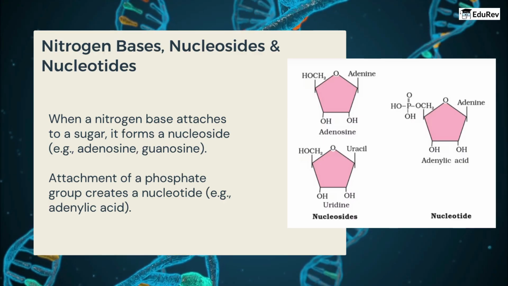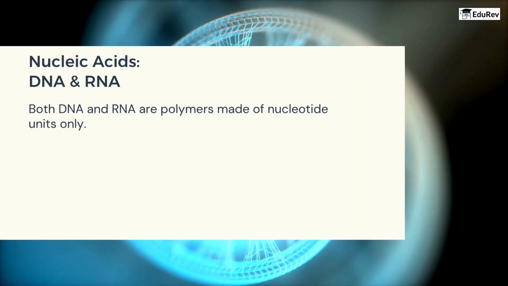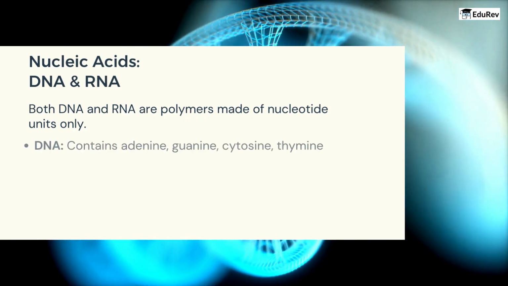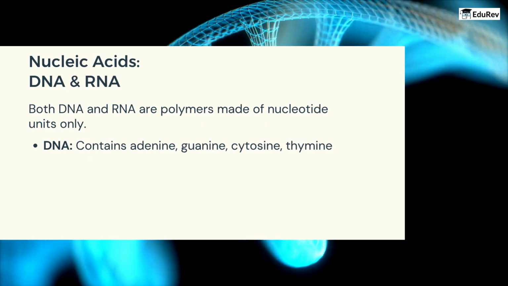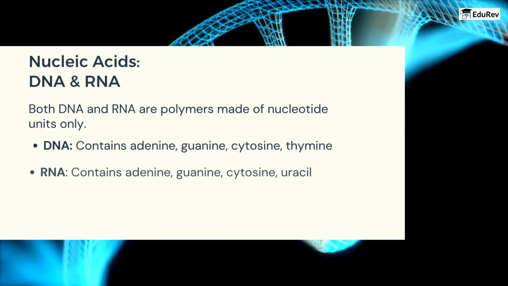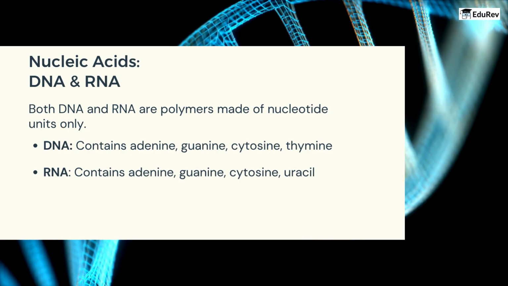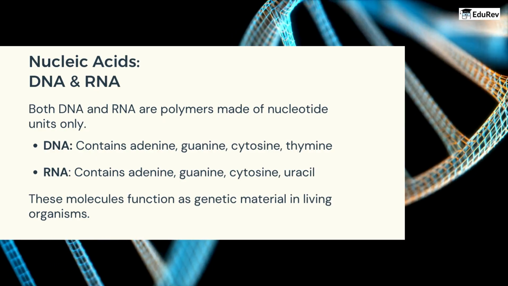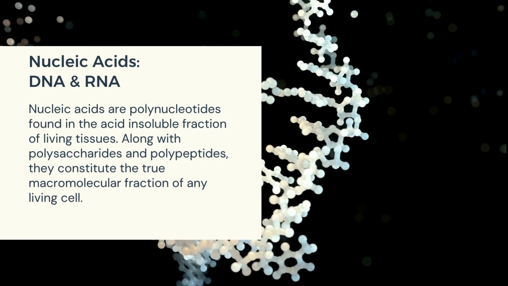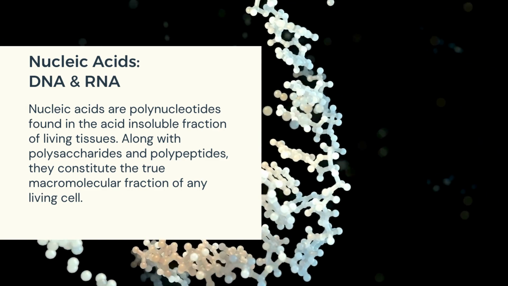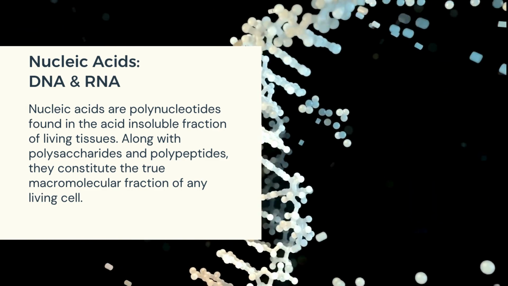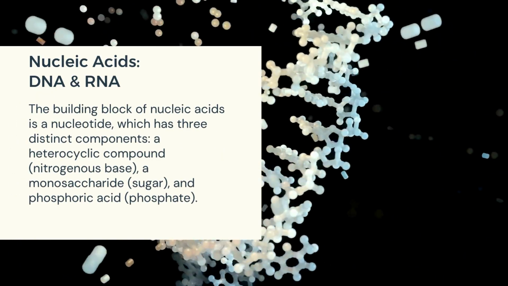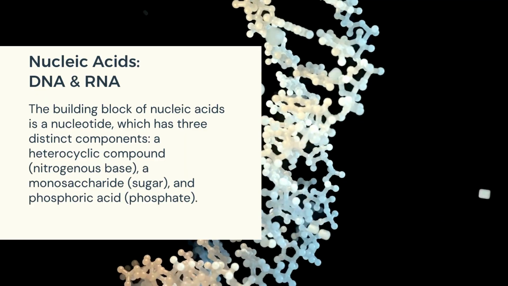For example, adenylic acid. Nucleic acids like DNA and RNA are polymers made up of nucleotide units. DNA contains adenine, guanine, cytosine, and thymine. RNA contains adenine, guanine, cytosine, and uracil. They function as genetic material in living organisms. Nucleic acids belong to the acid-insoluble fraction of living tissues, along with polysaccharides and polypeptides. Each nucleotide is made up of a nitrogenous base, a monosaccharide sugar, and phosphoric acid.